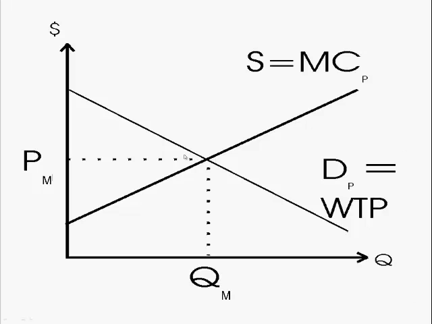When producers see a price PM, they're going to want to supply the quantity QM. By the same token, when the consumers see the price PM, they're also going to want to demand the quantity QM. So QM is a nice equilibrium. The quantity supplied is also the quantity demanded. We're going to show how this leads to an efficient outcome in terms of maximizing producer and consumer surplus.